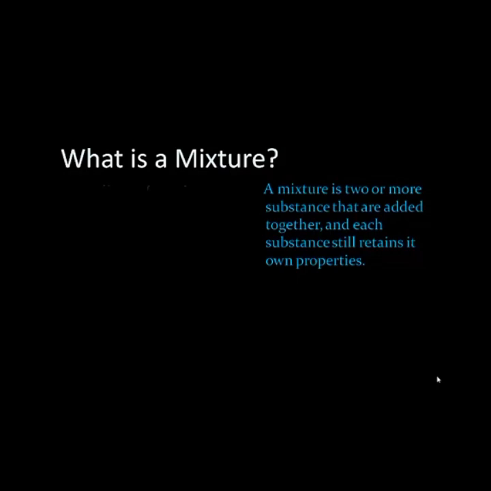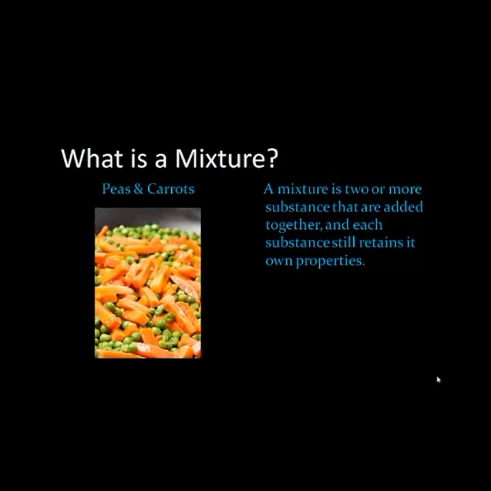The example that I usually give is peas and carrots. When you look at peas and carrots, you have peas and carrots. You can take the peas out of the carrots and you take the carrots out of the peas.